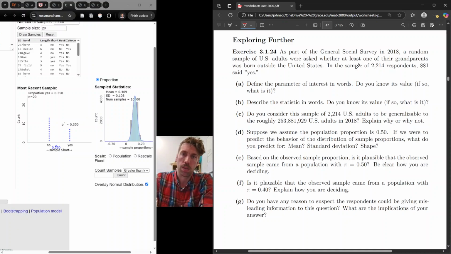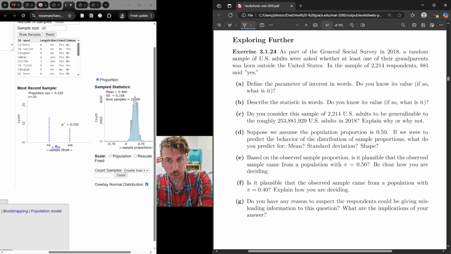So do you think it's generalizable? So a key thing to think about there is, what is this survey? Do they have a history of doing things well? You can Google the GSS. Maybe look at the Wikipedia page of the GSS and tell me if they seem like a legit organization. Then, that's a question for C.